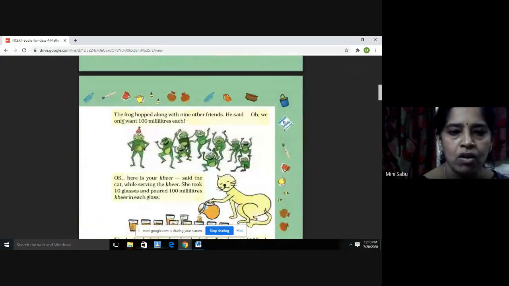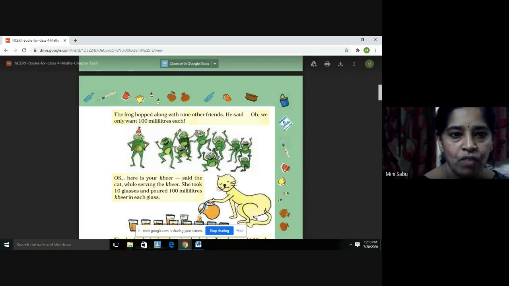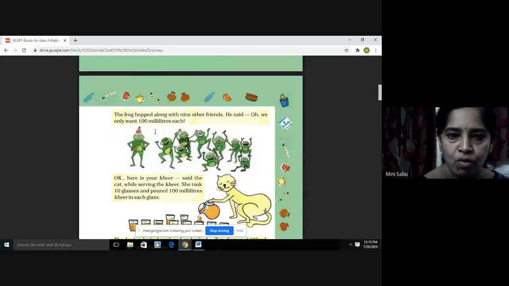The frog hopped along with 9 other friends. Now frogs are coming in a big group. One leader frog and 9 frogs following the leader. So total how many frogs are there? 9 plus 1, 10 are there. And the leader frog said, oh, we only want 100 milliliters each. They are still smaller. They want 100 milliliters each only.